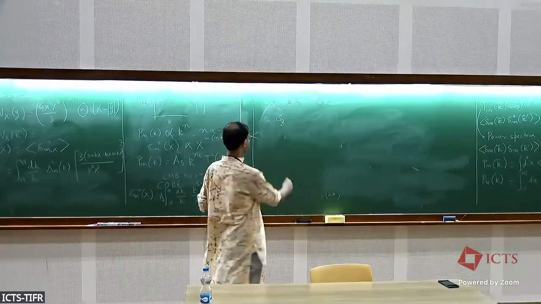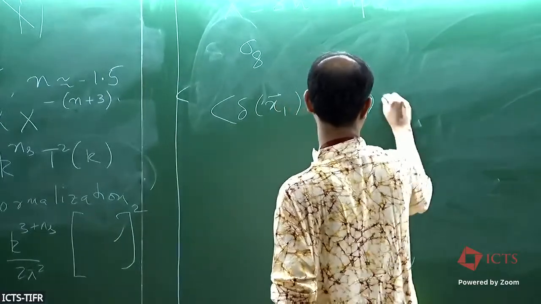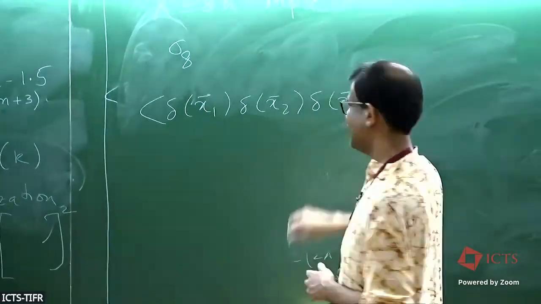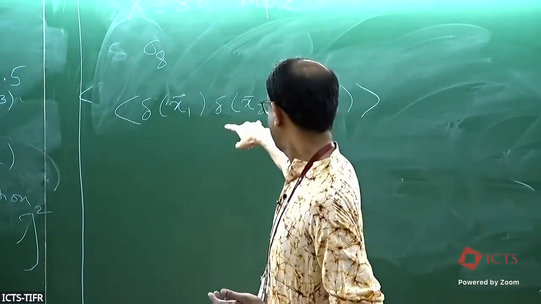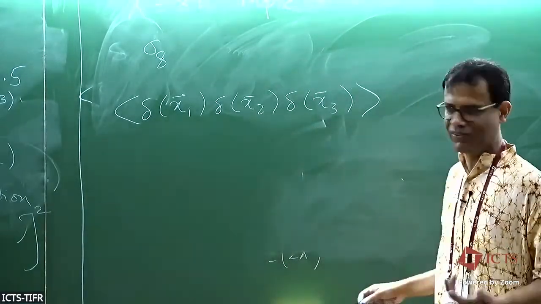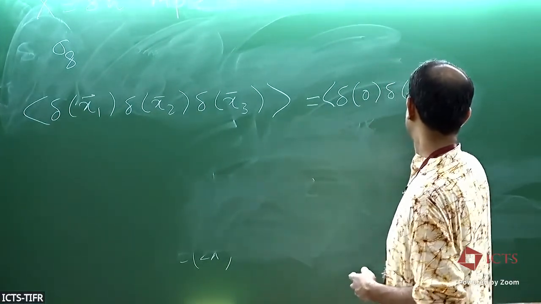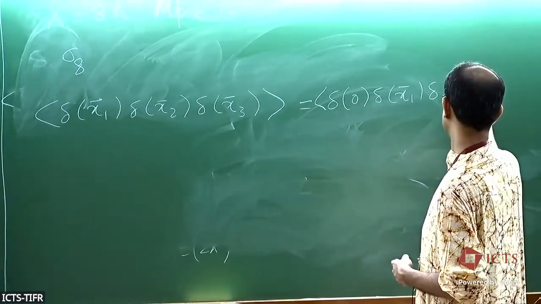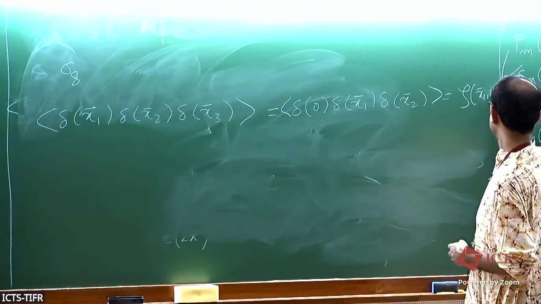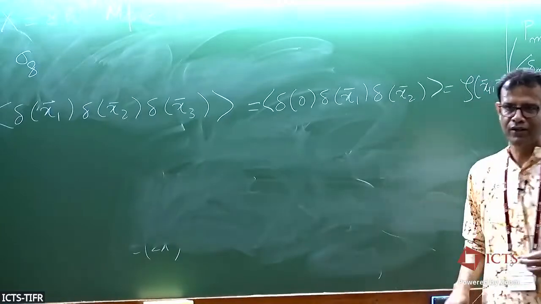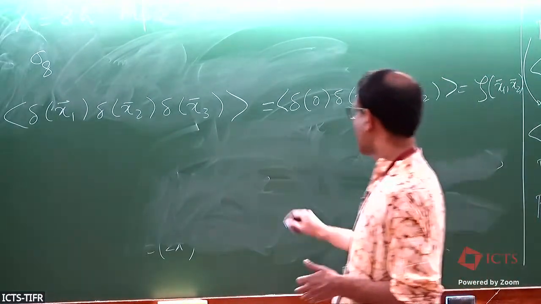Of course, you can go beyond that. So you can define delta x1, delta x2, delta x3 and take the ensemble average. And of course, because of statistical homogeneity, it will depend only on x2 minus x1 and x3 minus x1 or something like that. So this will become a function of, you can call it delta 0, delta x1 and delta x2, and you call it something like x1, x2. So instead of all the three coordinates, it will depend on only two coordinates. This is the 3-point correlation function. It also has a Fourier transform that is called bispectrum.